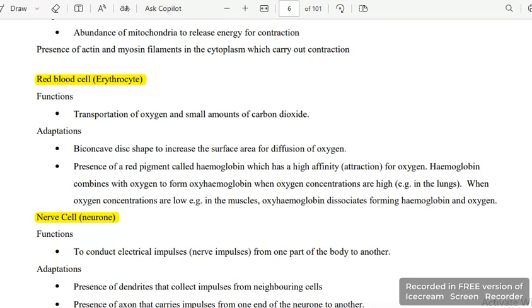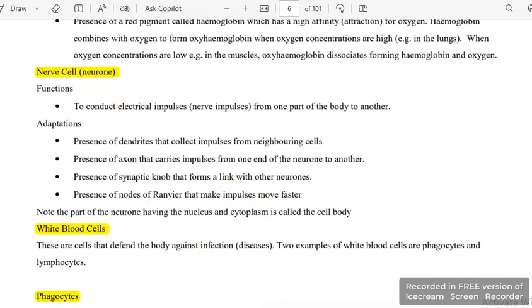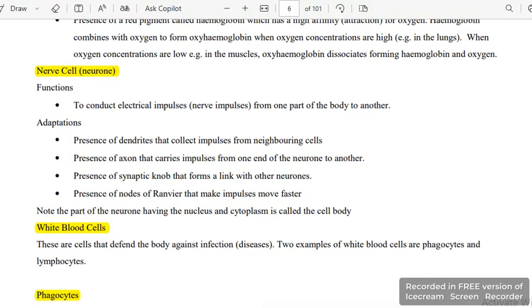The next point is the nerve cells. So those are nerve cells. Under nerve cells, the function is to conduct electrical impulses, which are the nerve impulses, from one part of the body to another. The other one, adaptations: presence of dendrites that collect impulses from neighboring cells. Okay, the nerve cells are the other cells which help us, under the topic known as the nervous system.